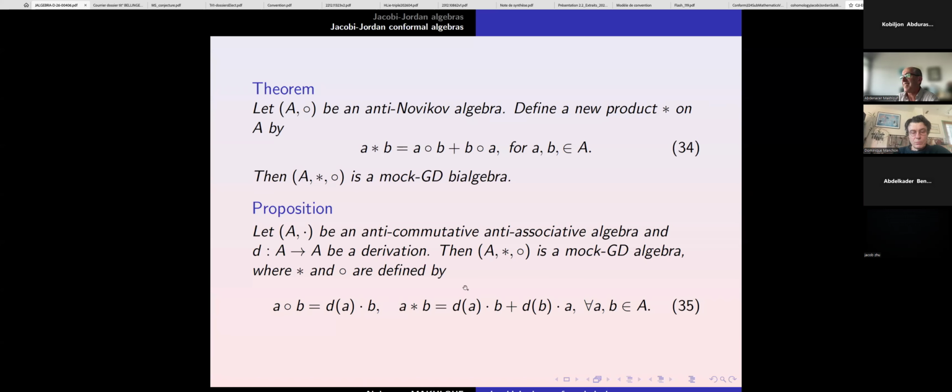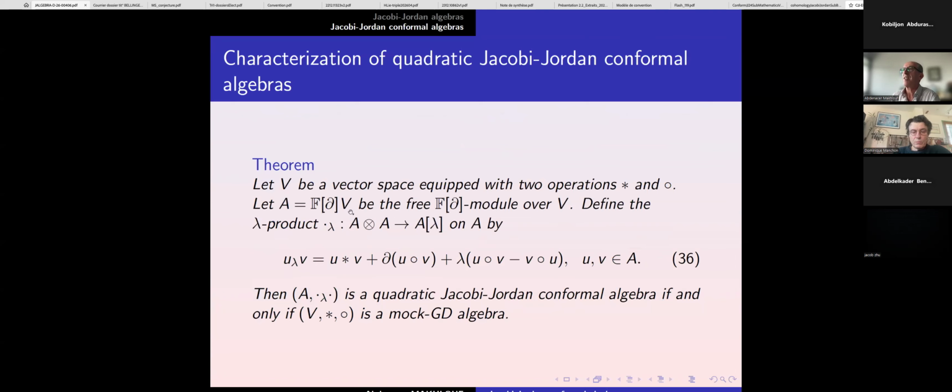to conclude, if we start with an anti-commutative, anti-associative algebra and a derivation, then of course we can construct a mock-Gelfand-Dorfman algebra. And maybe the result is the characterization of quadratic Jacobi-Jordan conformal algebra. Here, if we have a vector space equipped with two operations, and F[∂]V the free F[∂]-module over F, we define this product, and this product defines a quadratic Jacobi-Jordan conformal algebra if and only if the operations star and circle form a mock-Gelfand-Dorfman algebra. Maybe I stop here. Thank you.